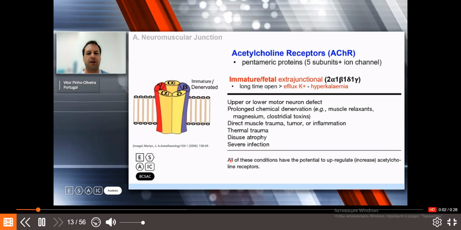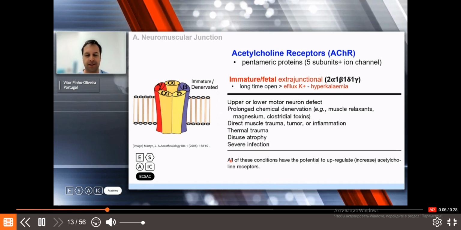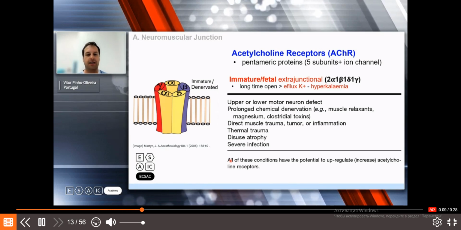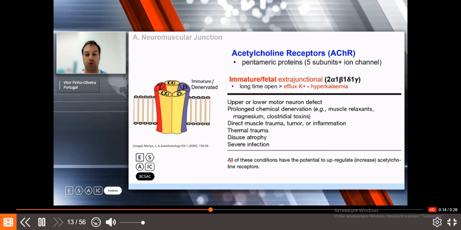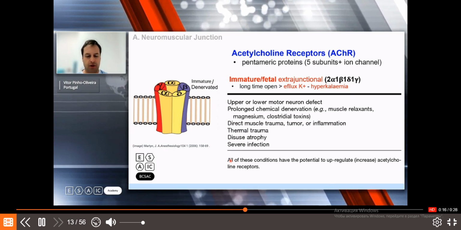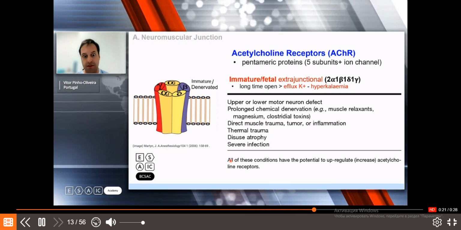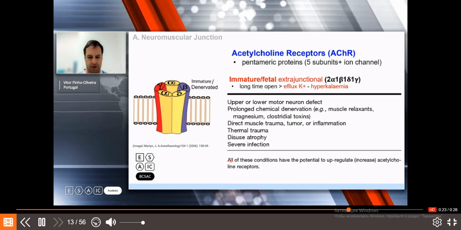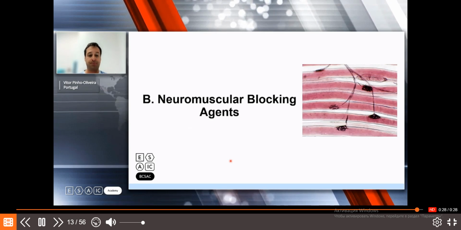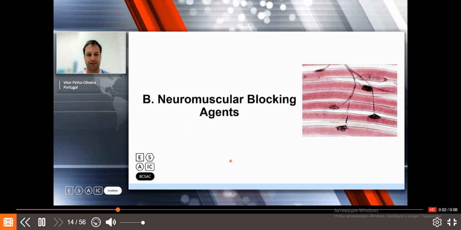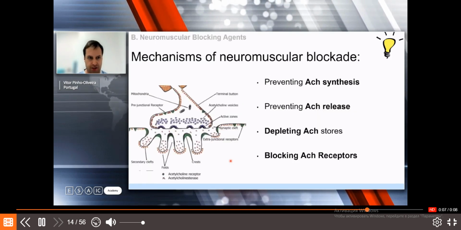So, just to make it clearer, immature fetal extrajunctional receptors are upregulated during upper or lower motor neuron defect, after prolonged chemical denervation, after direct muscle trauma, tumor, inflammation, burns, thermal trauma, disuse atrophy, or severe infection. They are upregulated, increased, in these situations. Moving on to the second part: drugs, neuromuscular blocking agents.